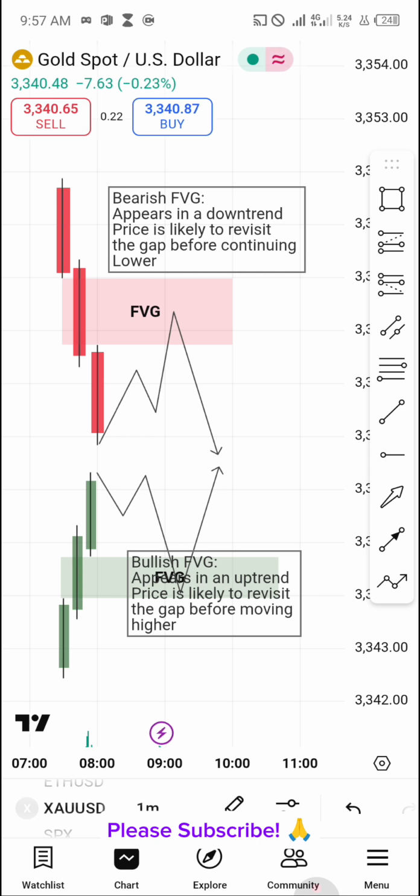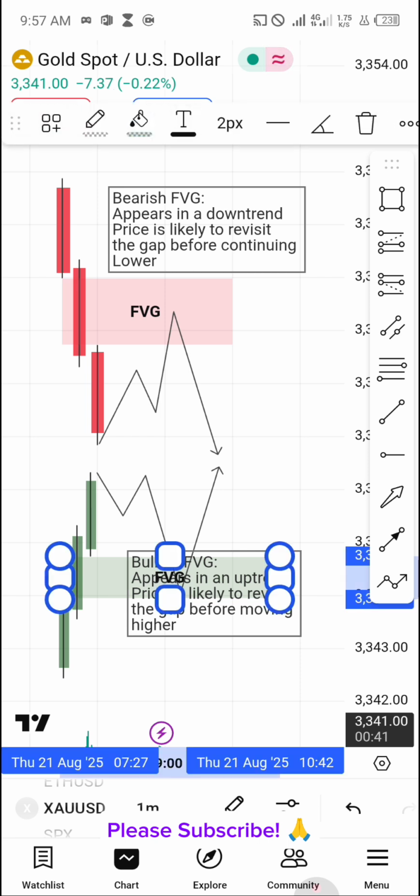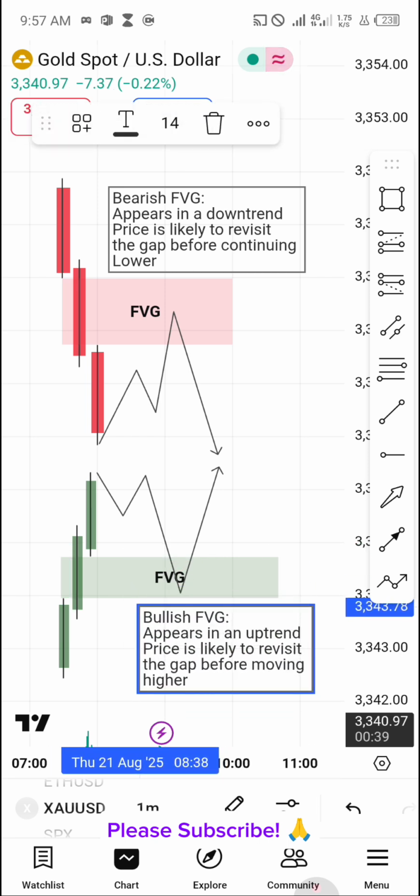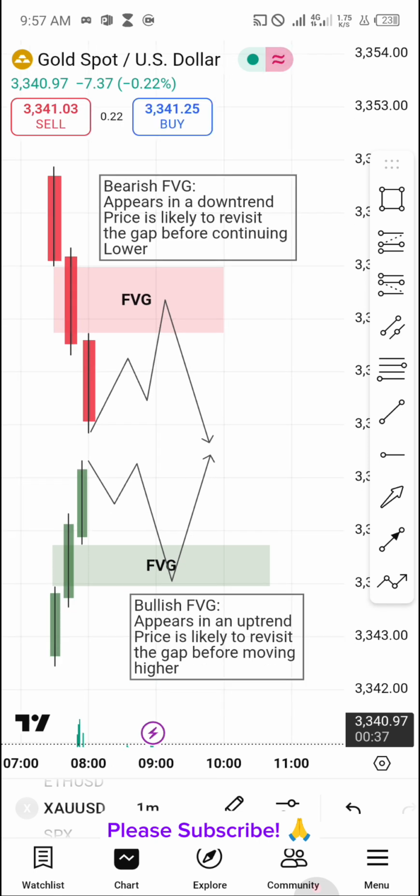These are the common mistakes that most newbies make while trading with fair value gaps. They enter without confirmation and they trade every fair value gap they see. Not every fair value gap you see is valid, and I'm going to make a video regarding valid fair value gaps. They also ignore higher time frame context.